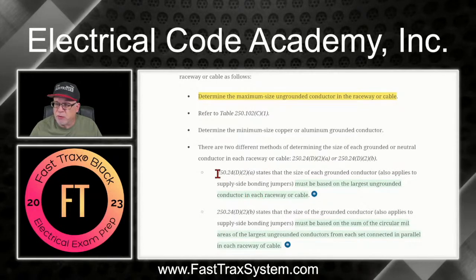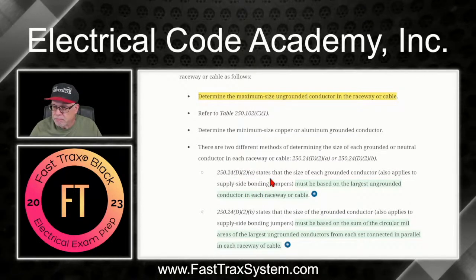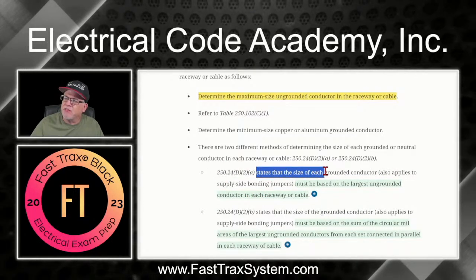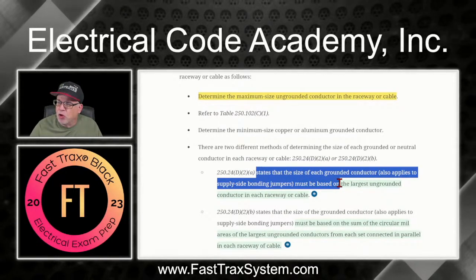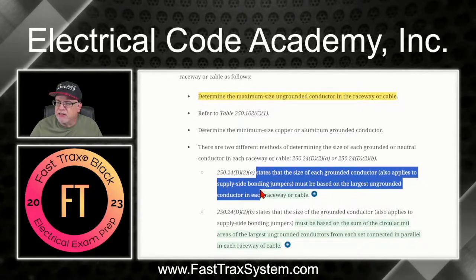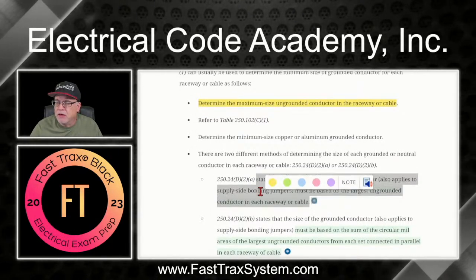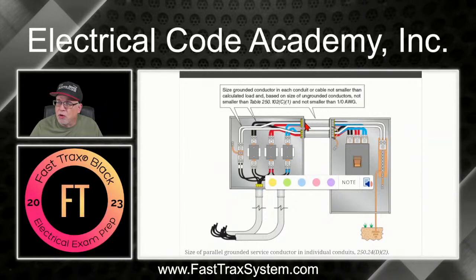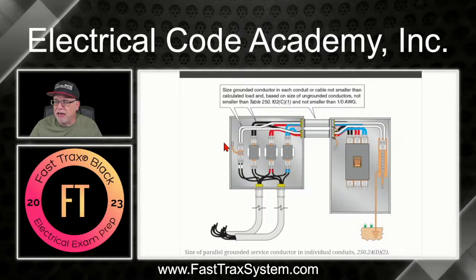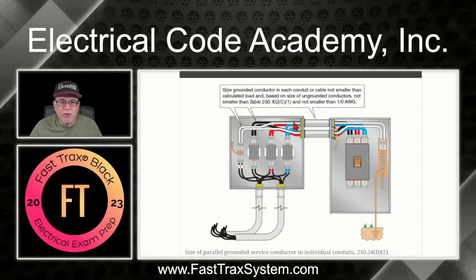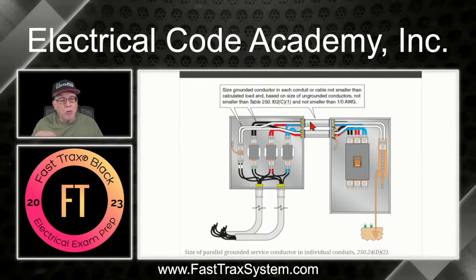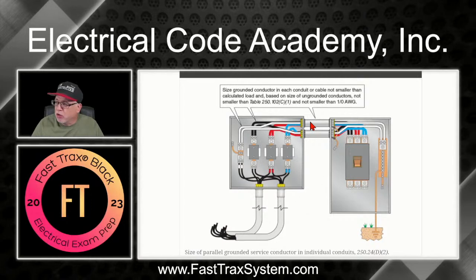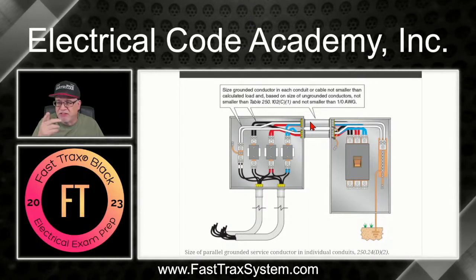So here's what it says. Here's what (A) says. It states that the size of each grounded conductor must be based on the largest ungrounded conductor in each raceway. All right, so let's go back here. In this one, it's pretty straightforward. It's cut and dry, right? So you just take whatever, we'll just take the black. Whatever that size is for this raceway, we take that, then we go to 250.102(C)(1) and we size it.